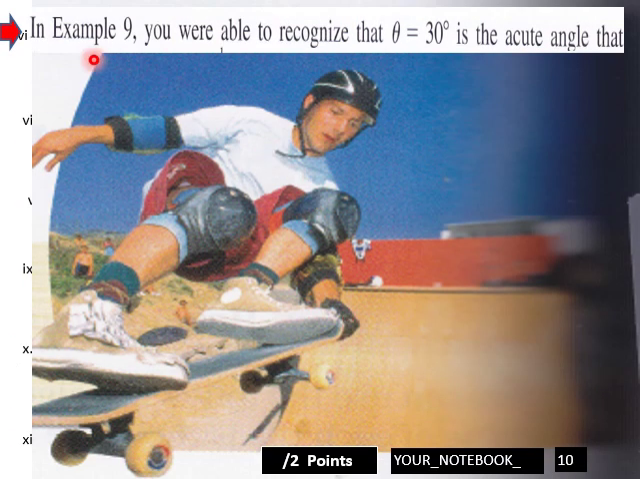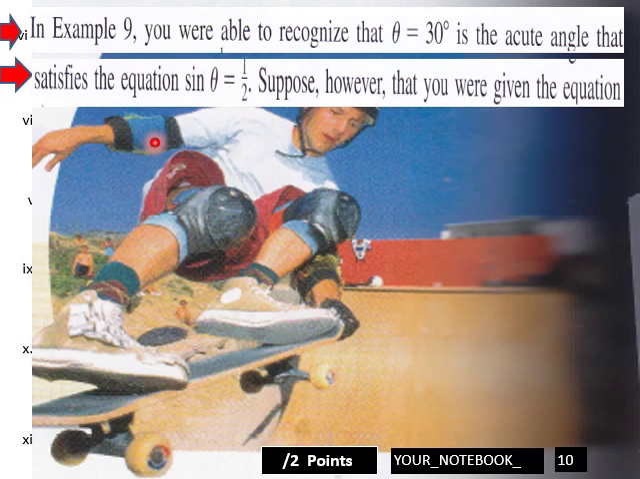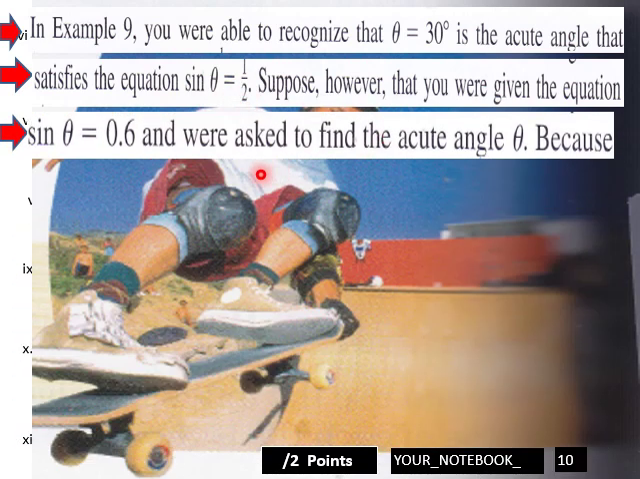Okay, an oblique entry here. Example 9, you're able to recognize that theta equals 30 degrees is the acute angle that satisfies the equation sine theta equals 1 over 2. Suppose, however, that you were given the equation sine theta equals 0.6.